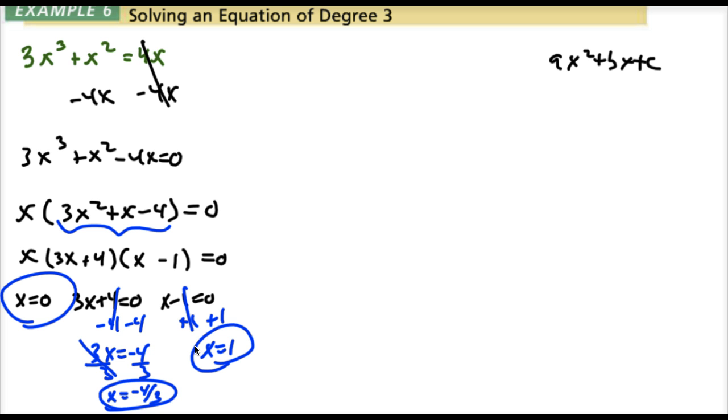And by the way, I mentioned this in a few examples ago, the degree of your polynomial means whatever has the highest exponent. So this one happens to be 3. According to the fundamental theorem of algebra, that means that you should always get 3 solutions. And notice that we got 1, 2, 3 solutions.